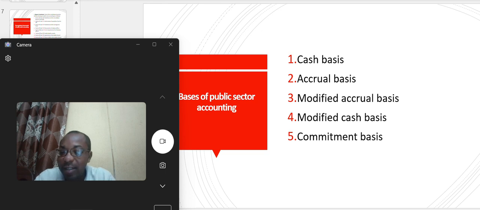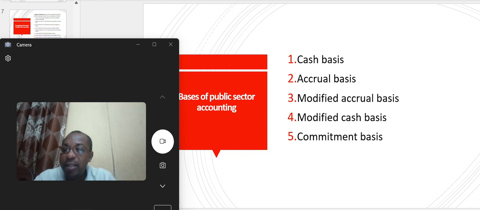But the major disadvantage is that it's very difficult for those who are not accounting professionals to compute or even understand it. That's the major disadvantage of accrual basis. But it has a lot of advantages because it captures the full transactions in the book of record. If you use it in preparing the financial statements or your accounting records, it gives you the full details of the entire transactions that took place within the period under review. So, modified accrual basis of accounting.